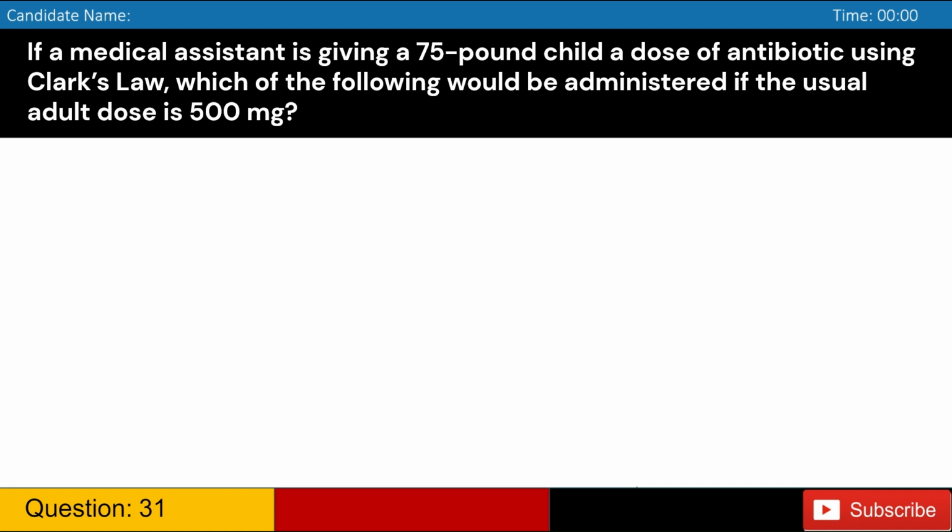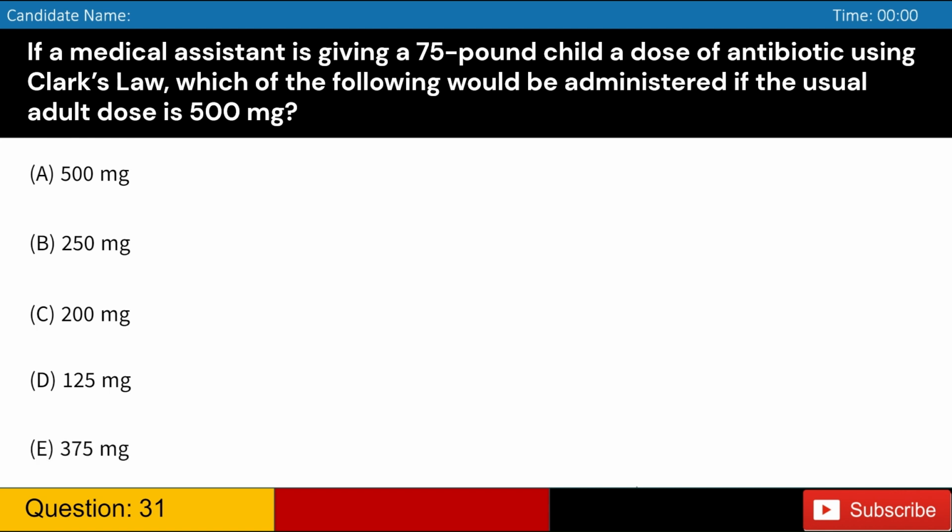If a medical assistant is giving a 75-pound child a dose of antibiotic using Clark's law, which of the following would be administered if the usual adult dose is 500 milligrams? A. 500 milligrams. B. 250 milligrams. C. 200 milligrams. D. 125 milligrams. E. 375 milligrams. Answer: B.